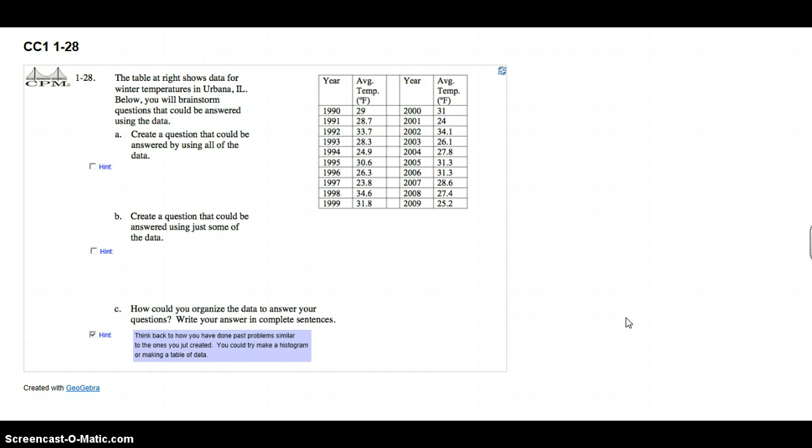It says, think back to how you have done past problems similar to the one you just created. You could try making a histogram or making a table of data. Okay? So think about how you could organize the information from the table. You can break it up as you need to answer the questions that you came up with for B and the questions that you came up with for A.